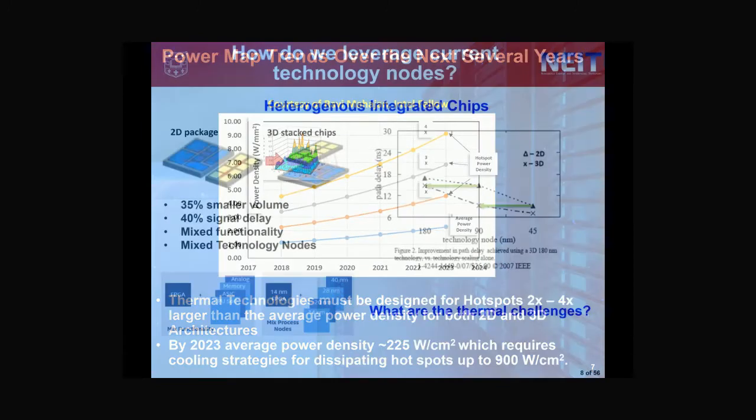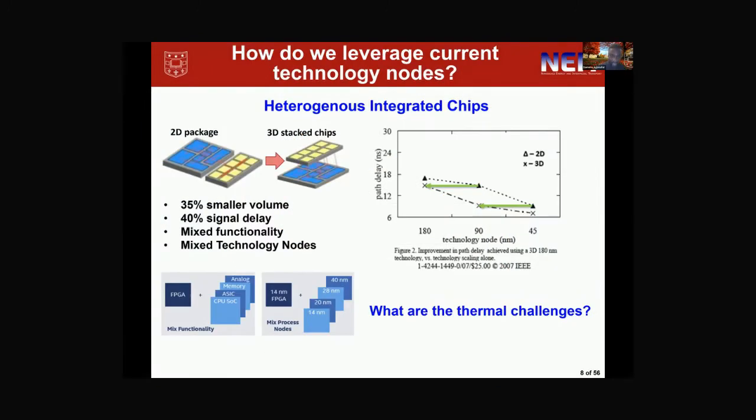So how can we then leverage the current technology node? One of the things we can do is look at heterogeneous integrated chips. 3D stack chips, for example, offer a significantly smaller footprint and a smaller signal delay. You can mix functionality, for example, you can have RAM and processors, and also you can mix technology nodes.